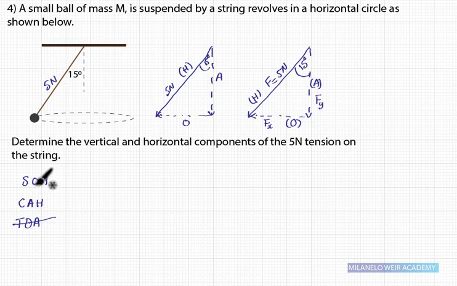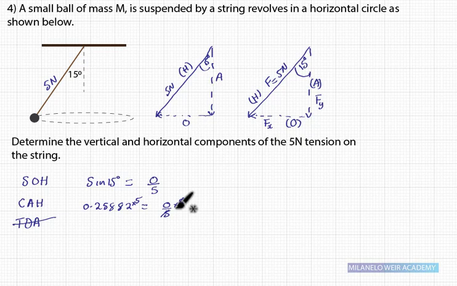So sine 15 degrees is equal to opposite over hypotenuse. The hypotenuse is 5. Sine 15 is 0.25882, right? This is equal to O over 5. What do we do? We multiply both sides by 5.